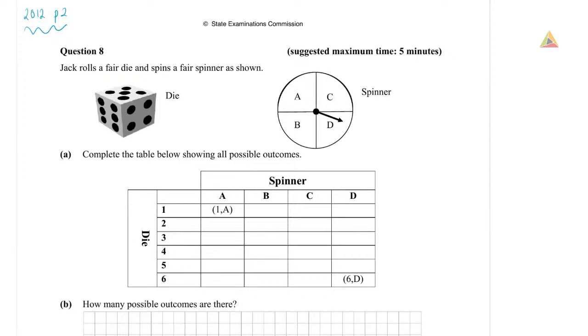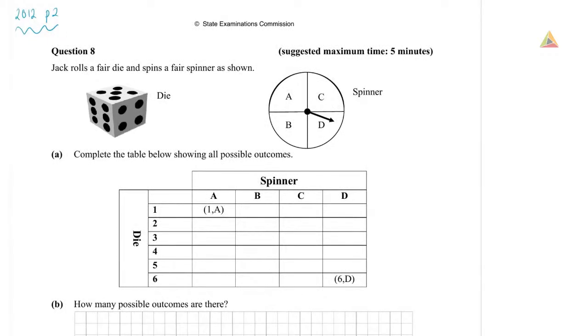Okay, so the first one there is done for us. So rolling a 6 and spinning an A. So the next one would be rolling a 1 and spinning an A. Rolling a 1 and spinning a B, rolling a 1, spinning a C, rolling a 1 and spinning a D. Next one will be rolling a 2, spinning an A, rolling a 2, spinning a B, rolling a 2, spinning a C, rolling a 2, spinning a D.